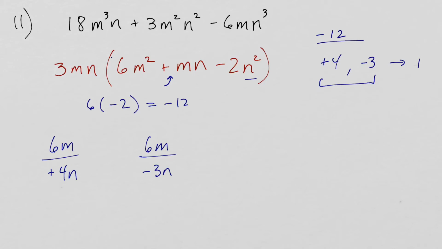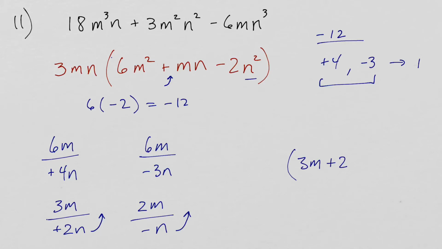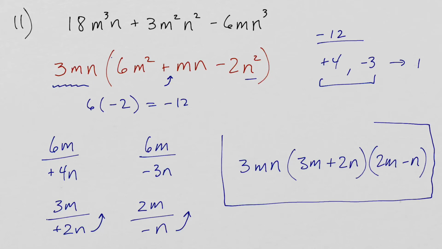I reduce this fraction to be 3m over 2n. I reduce this fraction to be 2m over negative n, and then I just pop this up and pop this up so that I end up with 3m plus 2n times 2m minus n, and don't forget about this that we factored out in the beginning. It's a common mistake to write down your final answer without that item that you factored, so just remember that, and that's our answer.